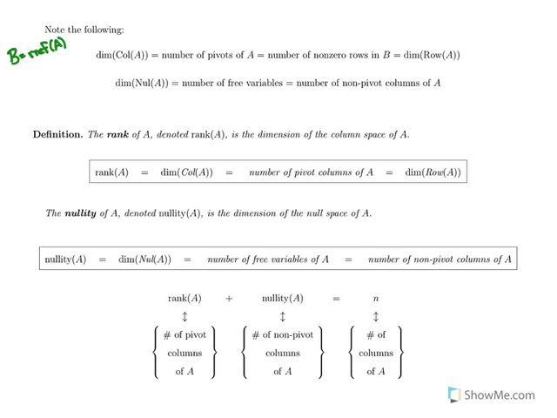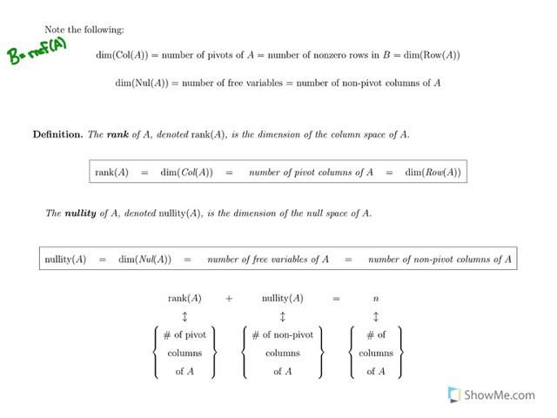So now we can introduce our important concept of rank. The rank of A, denoted rank of A, is the dimension of the column space of A. So rank of A is the dimension of column space of A. You can also think about rank of A as the number of pivot columns of A. That's an idea that we brought in the first section of this course. We can also think about it as the dimension of the row space of A. That is the number of non-zero rows in the row reduced echelon form.